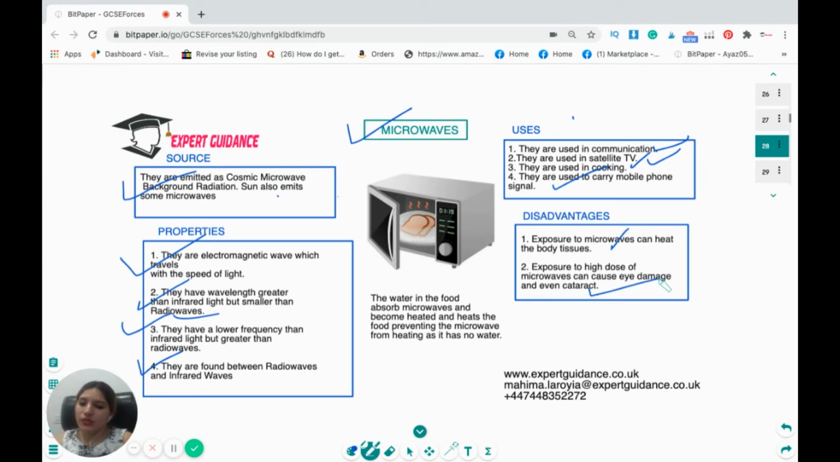Now, this question can also be asked in the exam: how is microwave used to heat the food? The water in the food absorbs microwaves and becomes heated and heats the food, preventing the microwave from heating the container, as it has no water.